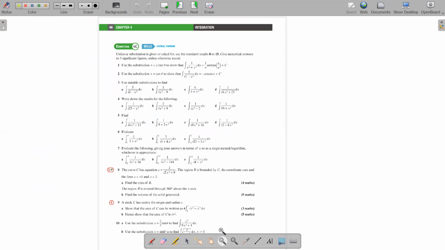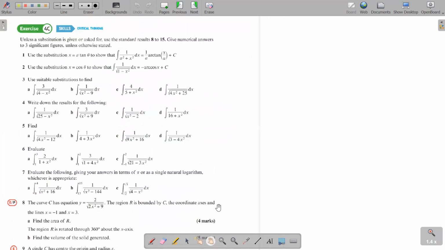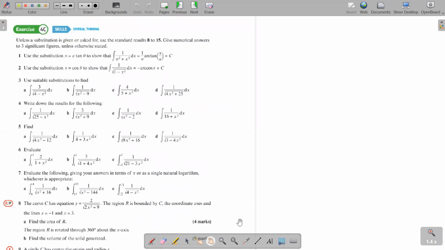Okay, so we'll go to exercise 4C, question number 1. In exercise 4C, they say unless a substitution is given or asked for, use standard results 8 to 15. Are you with me? So unless they ask you to go for a substitution, you are allowed to use the standard results. Give numerical answers to trig set unless otherwise stated. So let's start with this one.